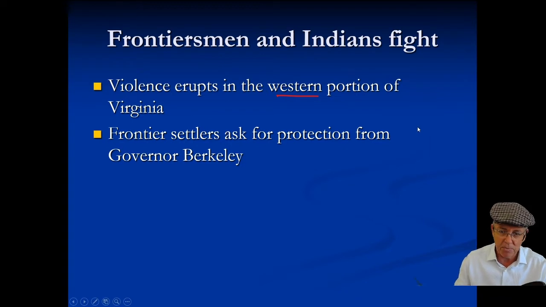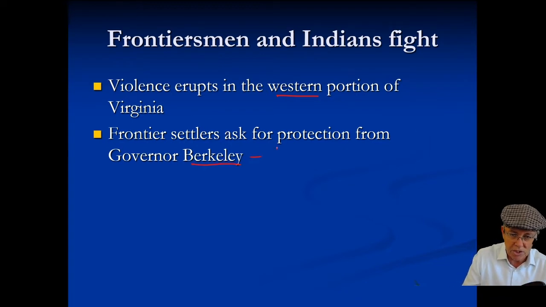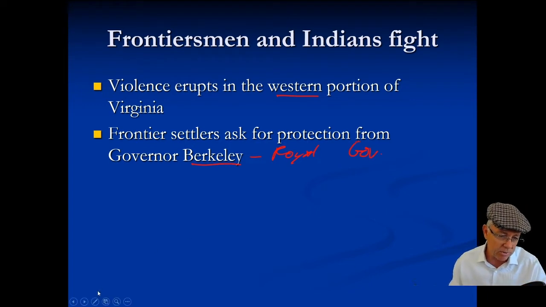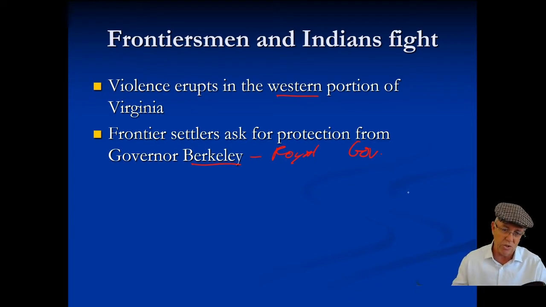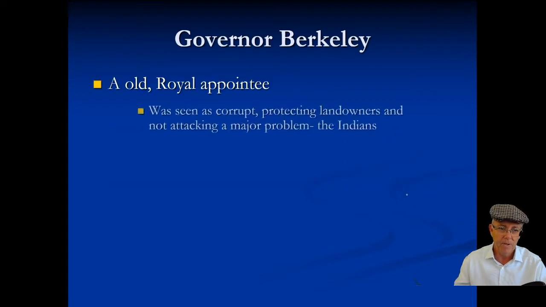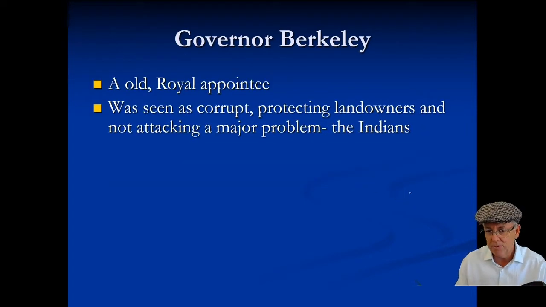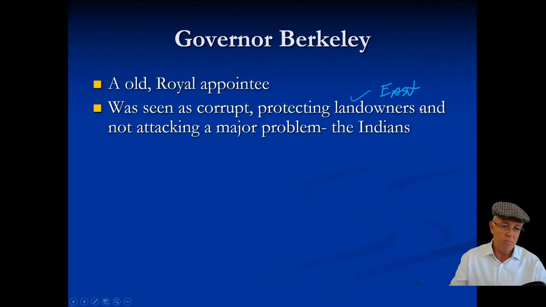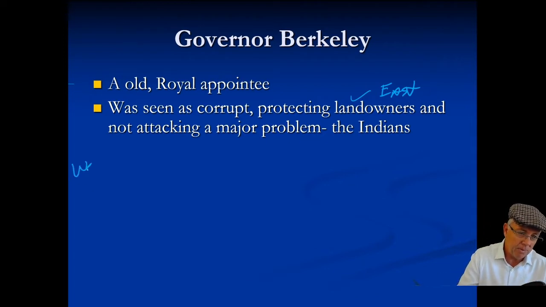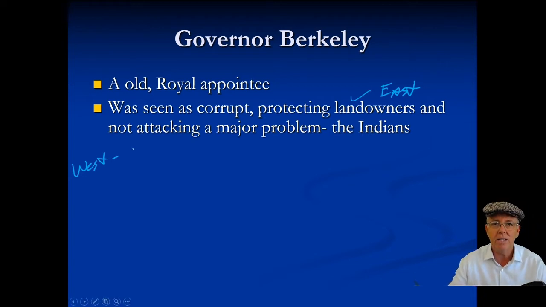Frontier settlers asked for protection from Governor Berkeley. Governor Berkeley is the royal governor, and he is seen as completely corrupt and serving the needs of the rich. The rich are in the East. He was a royal appointee, seen as corrupt, protecting the landowners of the East. And the people in the West were Bacon's people, and they said, hey, we need help. Give us money to kill the Indians. Let's get an army, let's go kill the Indians, and let's take all their land.